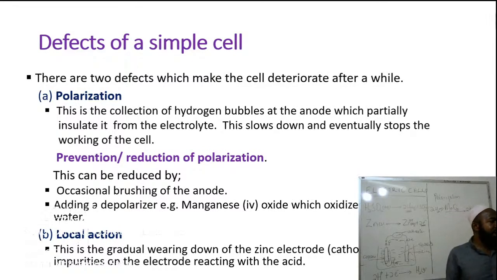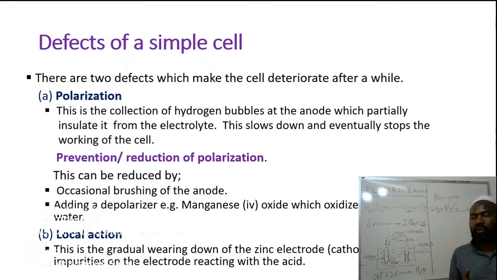The impurities react with the acid. You know, zinc is not a pure metal. So the impurities react with the what? With the acid, and sort of corrode it, and it goes on wearing out like that. And then eventually it stops the function of the cell. Now, how do you prevent local action?